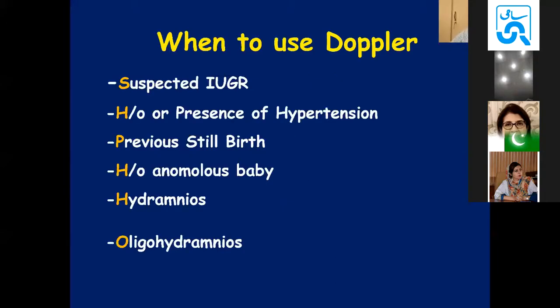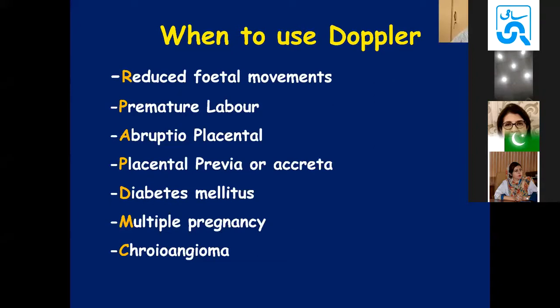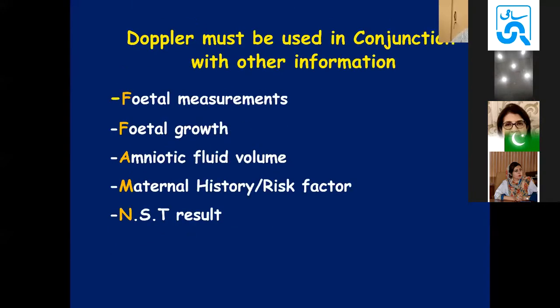When to use Doppler? When you suspect IUGR, history or presence of hypertension, previous stillbirth, anomalous baby, oligohydramnios, reduced fetal movement, premature labor, abruptio placentae, placenta previa or accreta, diabetes mellitus, multiple pregnancy, and chorioangiomas-like tumors. Doppler should not be independently done without the B-mode findings.